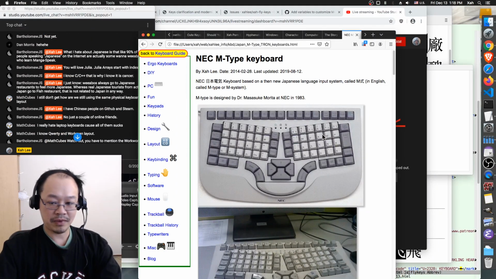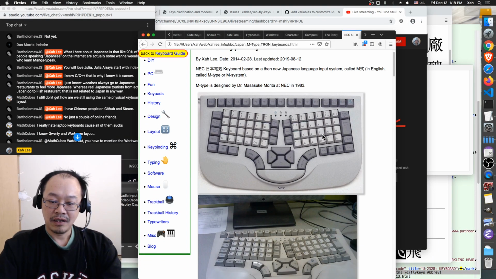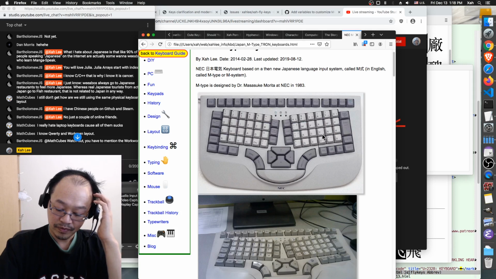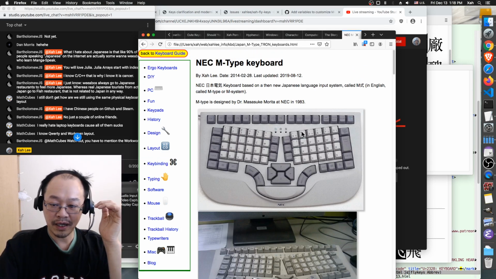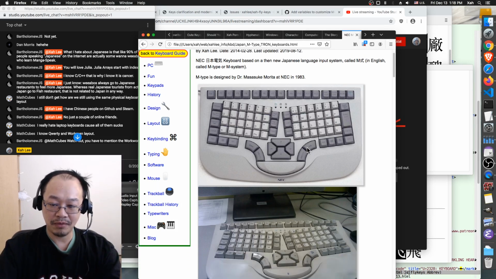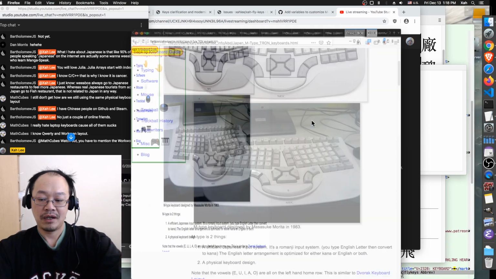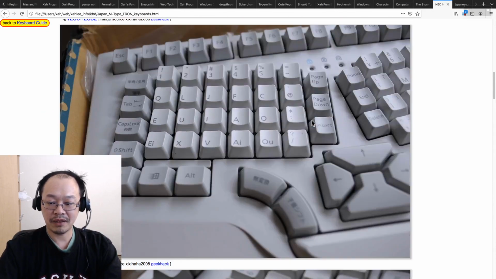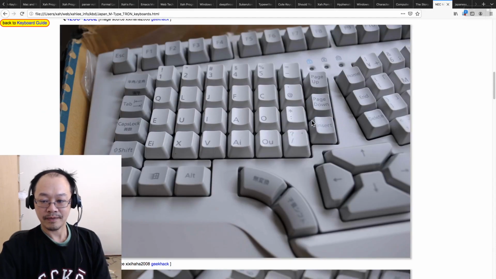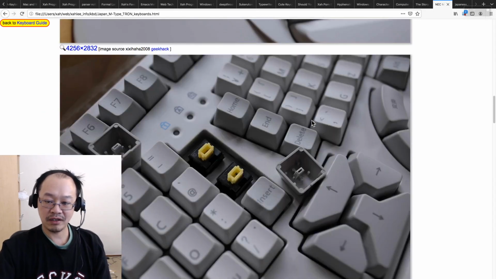M-type input system. Okay, so M-type. The thing about this system is that it's English based, but the letters are arranged efficiently for Japanese. That's a good thing about this keyboard. That's the important thing about this keyboard. So let's have a look. Everything else is just the same.